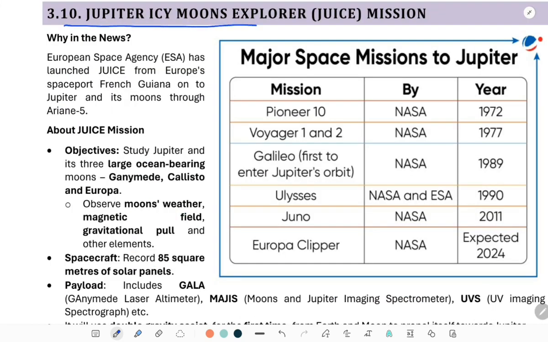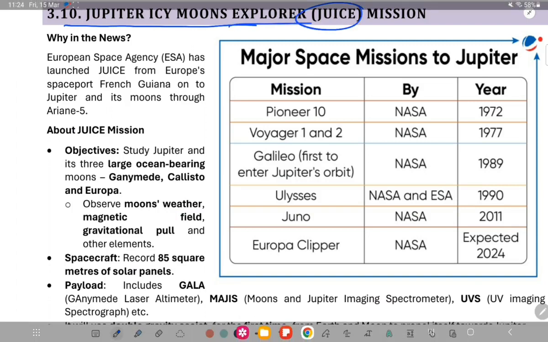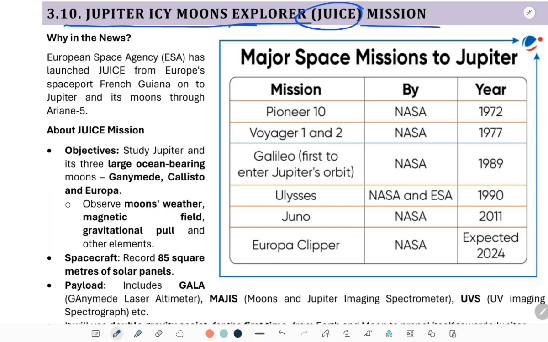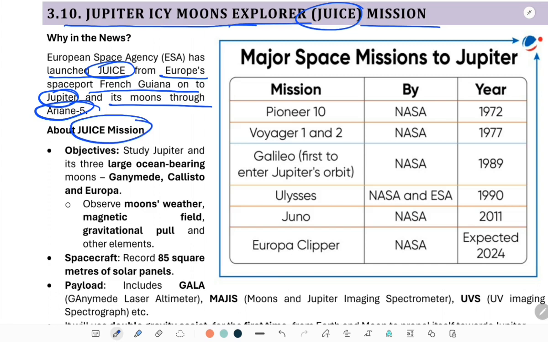Next, we'll see the Jupiter Icy Moons Explorer, JUICE mission. The European Space Agency has launched this JUICE from the European spaceport in French Guiana toward Jupiter and its moons through Ariane 5. We'll see about this JUICE mission. The objectives are to study Jupiter and three large ocean-bearing moons, that are Ganymede, Callisto, and Europa.